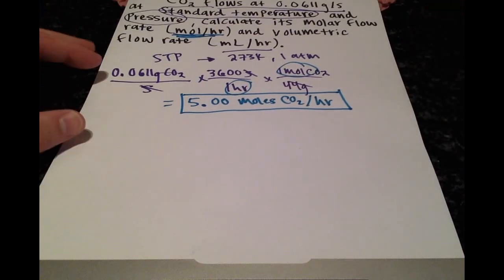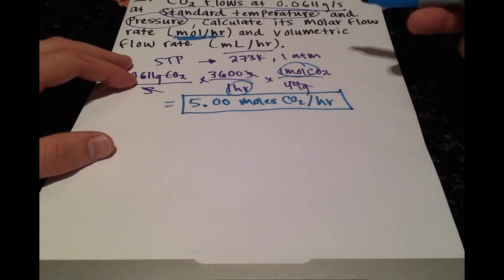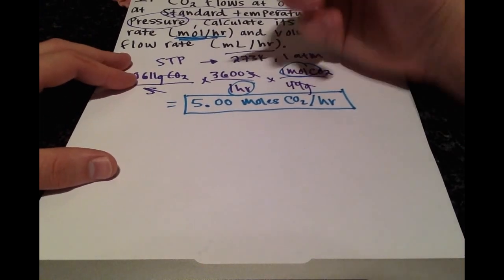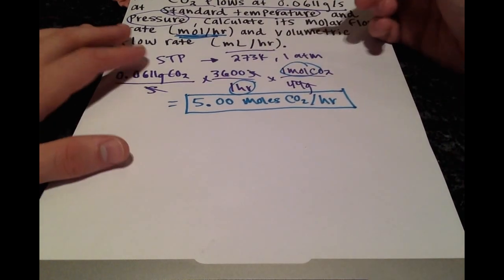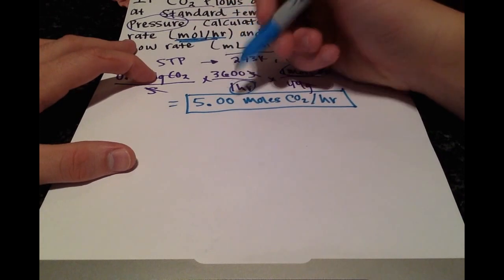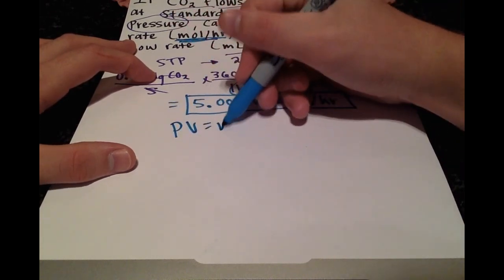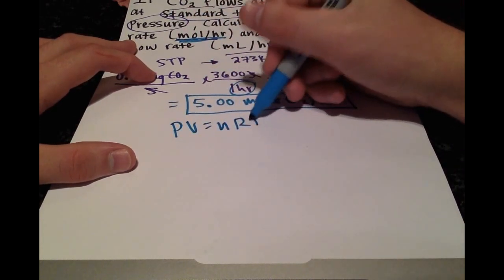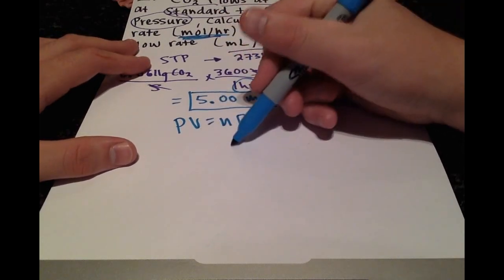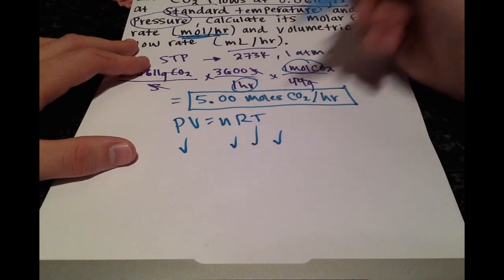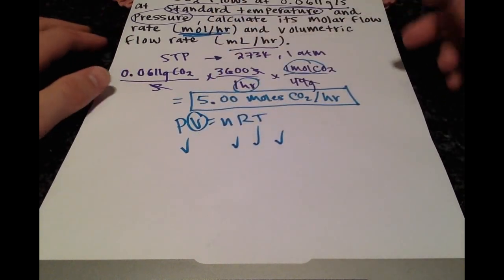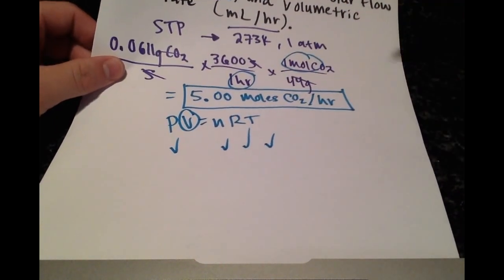Okay, now what about the second part? Now we want the volumetric flow rate in milliliters per hour. This is where the standard temperature and pressure comes in handy. So you may be thinking, let's use PV equals nRT. And we have the moles value, we have the temperature, we have the pressure, we have the R constant, and we could just solve for the volume and get the volumetric flow rate.